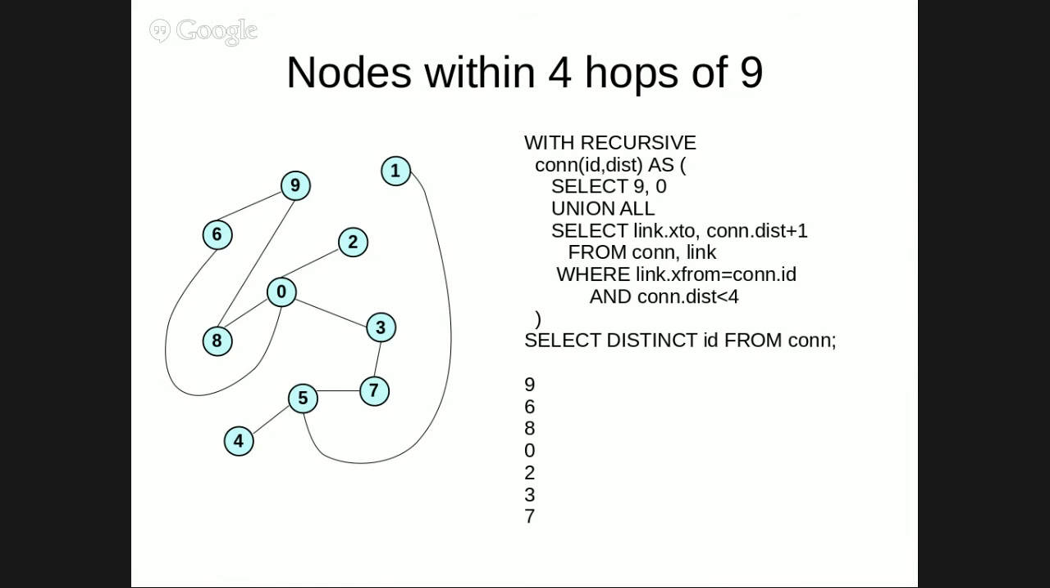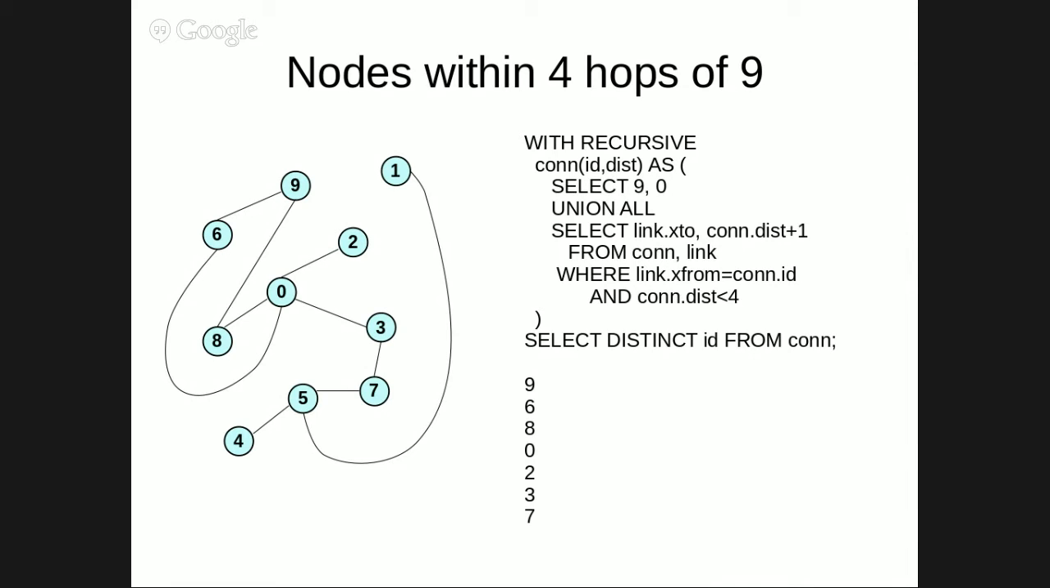So you start with, now my table is the connection. We've got a connection to, this is the place we're connected to. This is how many hops we had to go through to get there. And so I'm initializing at 9. We didn't have to go through any hops at all to get to 9, so it's 0. So the initial value is 9, 0.